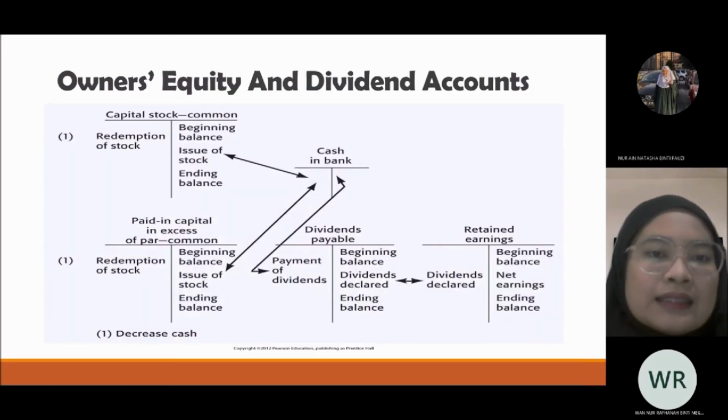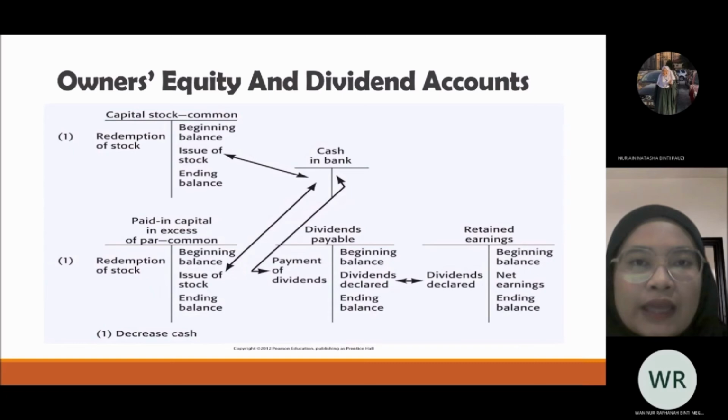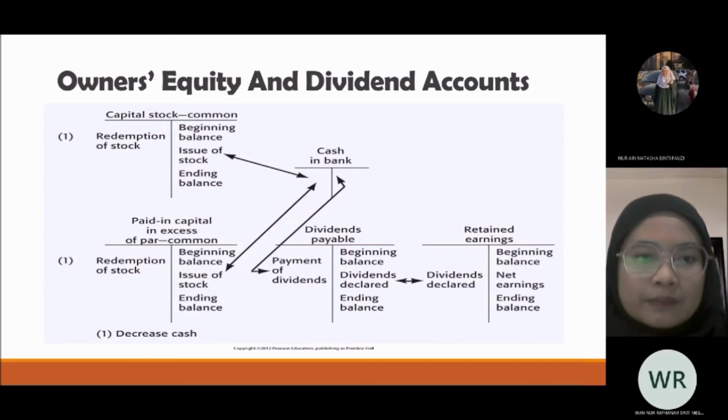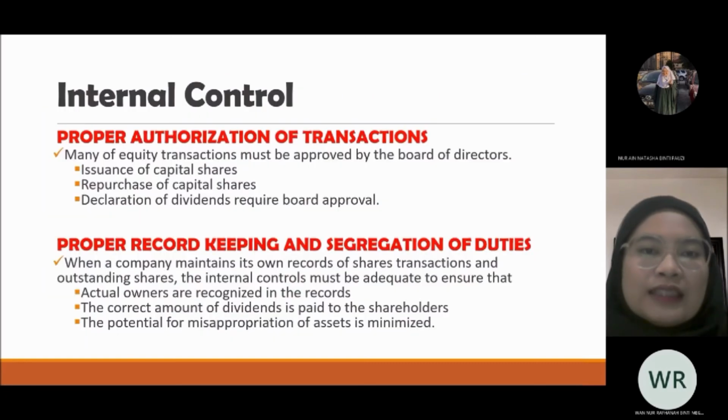Next slide. This is the example of owners' equity and dividend account. Next slide is the important internal control for owners' equity. The first one is proper authorization of a transaction. Owners' equity transaction is typically material, so it must be approved by the board of directors. There are several types of owners' equity transaction that require specific authorization, which is issuance of capital share, repurchase of capital share, and declaration of dividend.